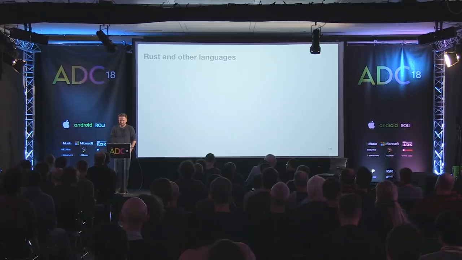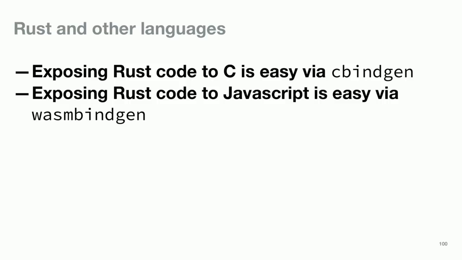Rust, another language. Okay, to summarize, exposing Rust to C is easy via cBindGen. Exposing Rust code to JavaScript is easy via WASM BindGen. I'm making the claim easy there. I think it's straightforward. There's a few details to figure out, but the tool chain is there, and you can use it. You can do it. You've totally got it.